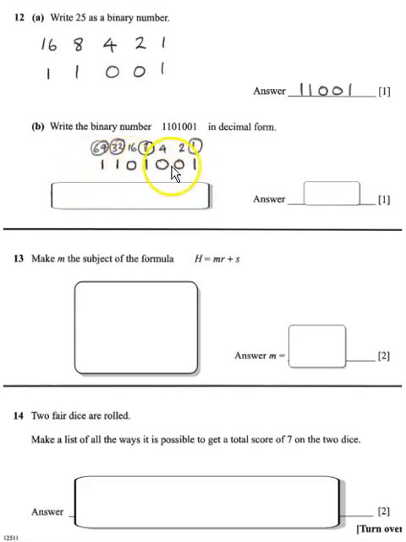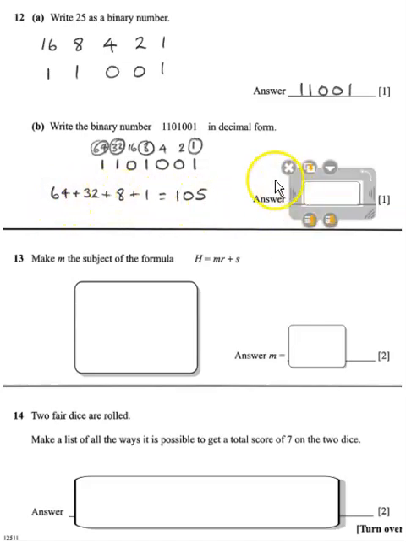And anywhere you see ones is where we get the values. So you can see 64 has a 1, 32 has a 1, 8 has a 1, and 1 has a 1. So we add these up. 64 plus 32 plus 8 plus 1 is 105.